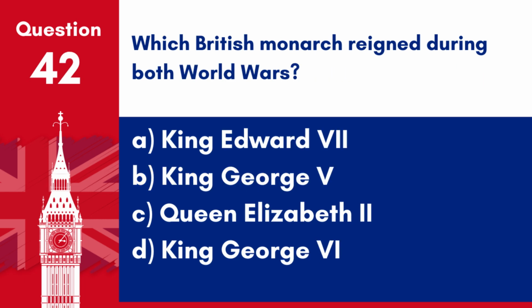Question 42. Which British monarch reigned during both World Wars? A. King Edward VII. B. King George V. C. Queen Elizabeth II. D. King George VI. Answer: D. King George VI. King George VI reigned during World War II, overseeing a critical period in British history.